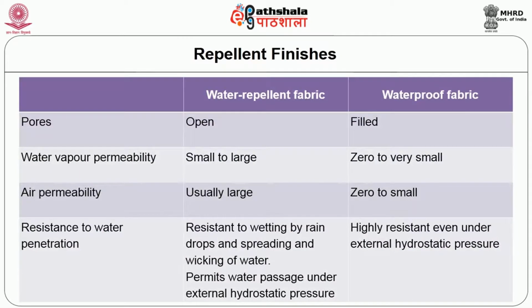The major differences between water repellent and waterproof fabrics are in terms of pores, that is, the pores will be open in water repellent fabrics whereas they are filled in waterproof fabrics, and water vapor permeability, where it is small to large in water repellent fabrics, whereas it is 0 to very small in waterproof fabrics. Air permeability is usually large in water repellent, whereas it is 0 to small in waterproof fabrics. And in resistance to water penetration, resistance to water by raindrops is present, but spreading and wicking of water is permitted, whereas waterproof fabrics are highly resistant under external hydrostatic pressure.